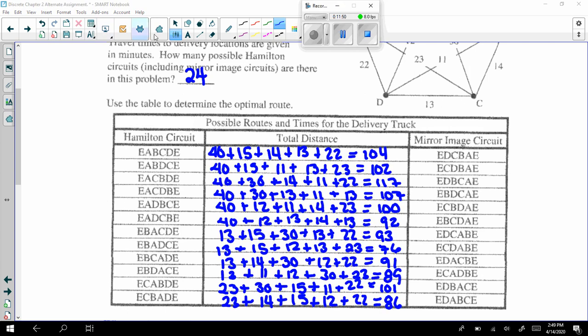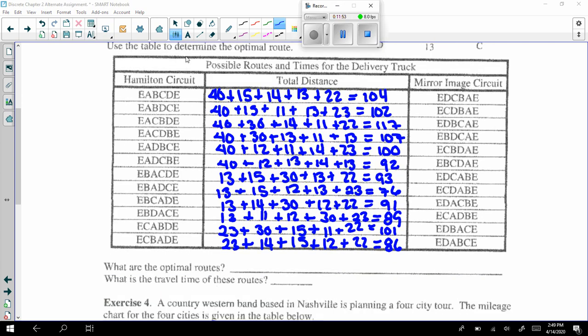Okay, so hopefully you got that filled in and we're able to realize that here is your nice little optimal solution right here, which is E, B, A, D, C, E, or the mirror image of that, which is E, C, D, A, B, E. All right, and that travel time is 76.